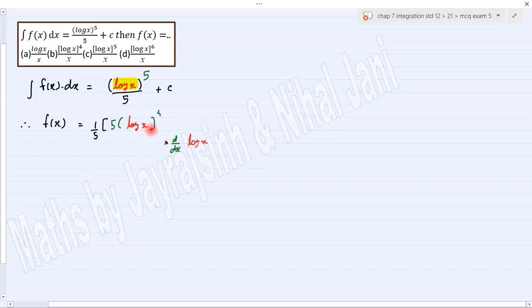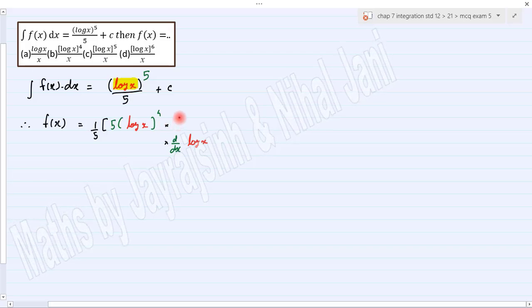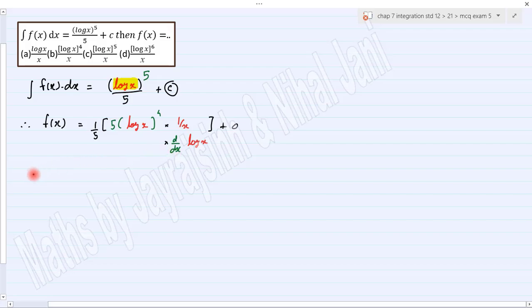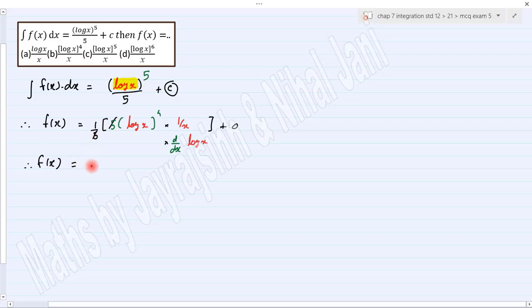Let's differentiate box raised to 5: 5 box raised to 4 into d by dx of your box. Within the box, we have log x, so we have to differentiate log x, which is 1 by x, and differentiation of c, which is constant, will be 0. So here your f(x) will be, this 5 will cancel out, and we will get (log x) raised to 4 upon x, which is given in option B. Ta-da!